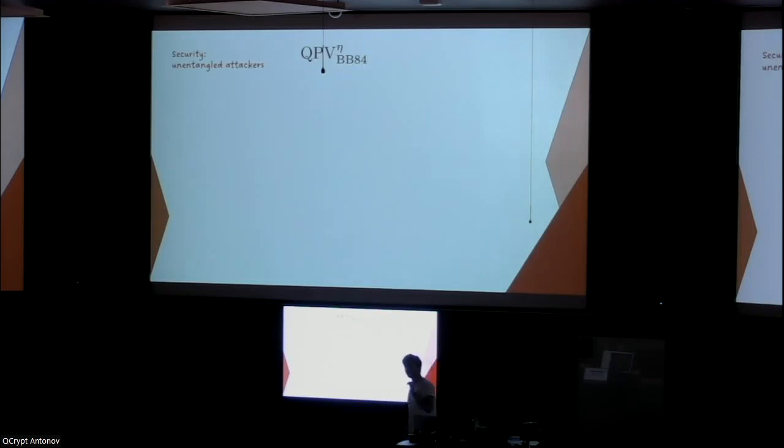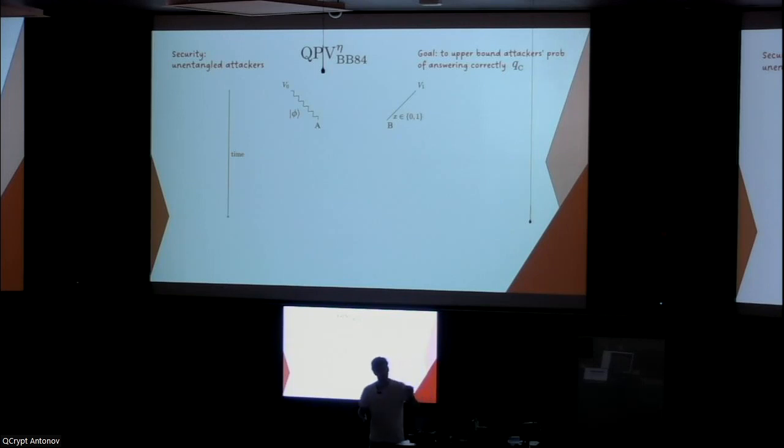Okay, let's study security against unentangled attackers. Our goal is to upper bound the attacker's probability of answering correctly. The most general thing that they can do, if they do not pre-share entanglement, is that Alice intercepts the qubit, couples it to some local registers, some ancillas that she has, and sends one part to Bob and keeps a part for herself. And Bob, without loss of generality, just broadcasts X, because any quantum thing that Bob could do, Alice could also do.